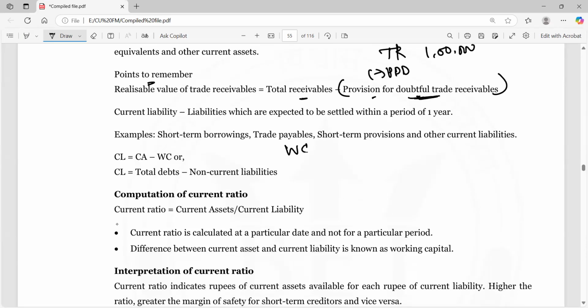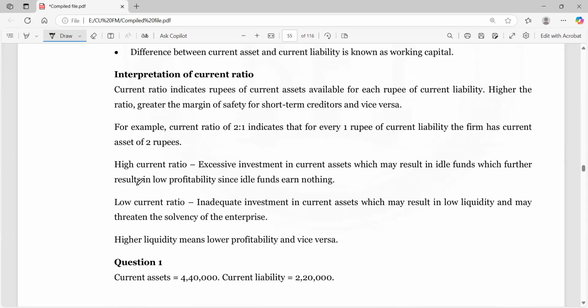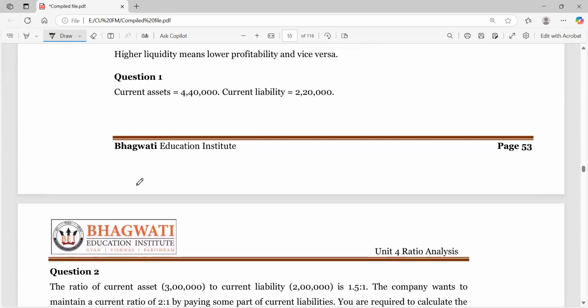And one more important thing. The formula for working capital, we know, is current asset minus current liability. While calculating liquidity ratios, sometimes working capital will be given. With the help of that, you can calculate either current asset or current liability, right? Now interpretation, you all know, I'm not explaining it. I'm not spending much time on the ratios that you already know. So question number one: what is the current ratio here? 2 times. So what does it mean? It means that for every 1 rupee of current liability, there is a current asset of 2 rupees, right?